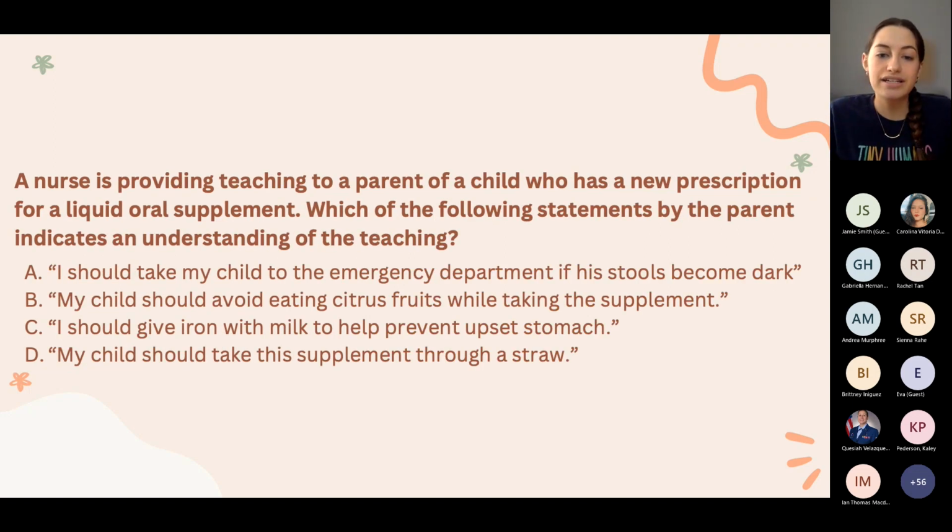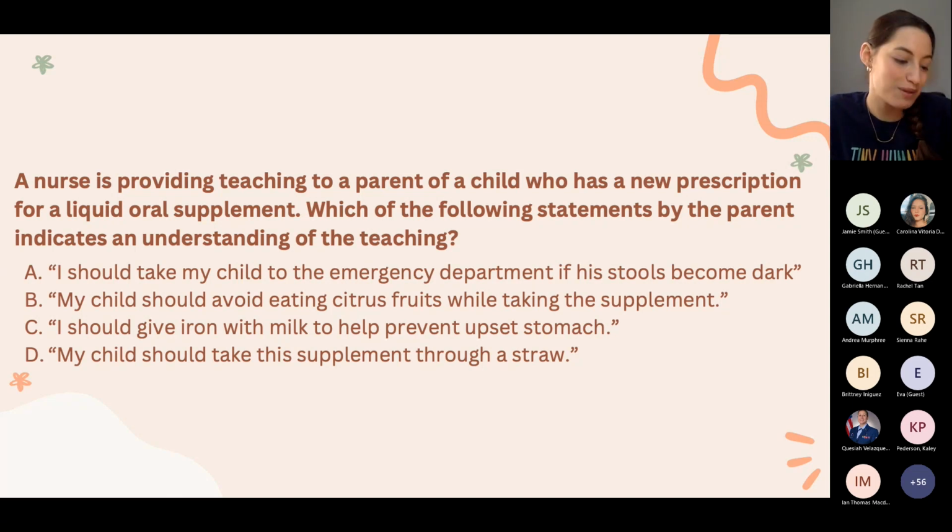All right. A nurse is providing teaching to a parent of a child who has a new prescription for a liquid oral iron supplement. That did not get put in there. That should be put in there. So it's iron, guys. Which of the following statements by the parent indicates an understanding of the teaching? I should take my child to the emergency department if his stools become dark. I should avoid eating citrus fruits while taking the supplement. I should give iron with milk to help prevent upset stomach. Or my child should take the supplement through the straw.